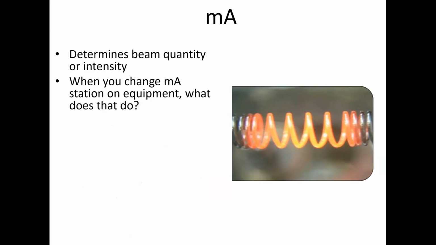Okay, now that we've discussed detail, I want to get into the exposure of the IR, and that begins back in the tube with our mA, which when we set our mA, it determines the quantity of photons in the beam, and another word for that is intensity. So I want you to think about when you change your mA station on your equipment, what happens within the machine? What happens when you change your mA station?